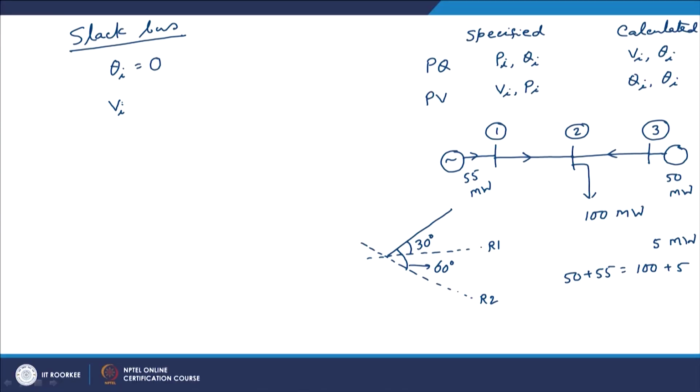So now what can that quantity be? Please note, because this generator is equipped with an excitation system, it is also capable of maintaining the terminal voltage at its terminal at a particular value. So, as we have done for the other generators, for this generator also it is possible for us to pre-specify the voltage magnitude. So for this slack bus we also pre-specify the voltage magnitude. For a slack bus we pre-specify Vi and theta i, theta i would be 0, and we calculate Pi and Qi.